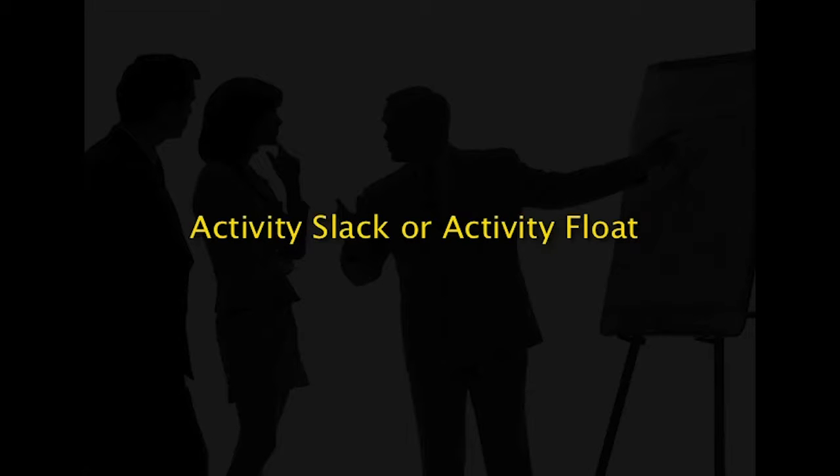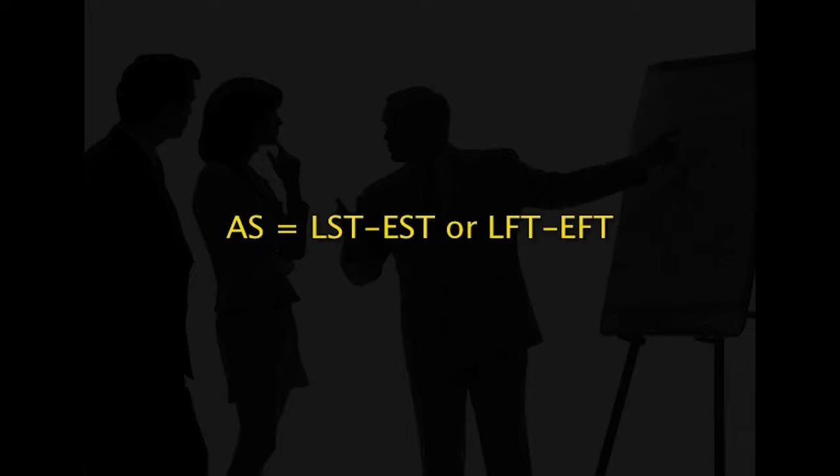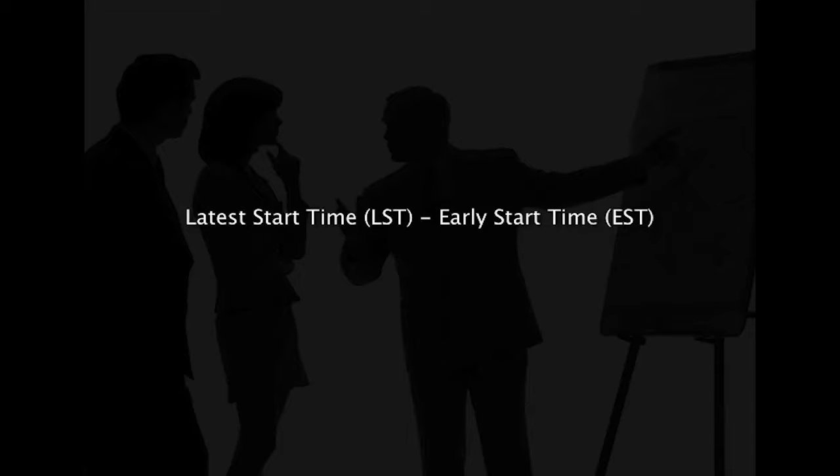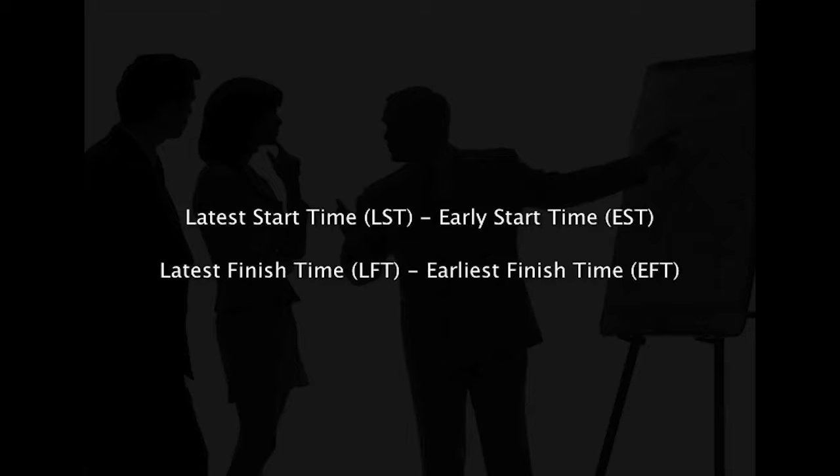Activity slack or activity float. It is the slack or float associated with an activity. It is computed by using the following formula, that is, activity slack is LST minus EST or LFT minus EFT, latest start time minus early start time or latest finish time minus earliest finish time.